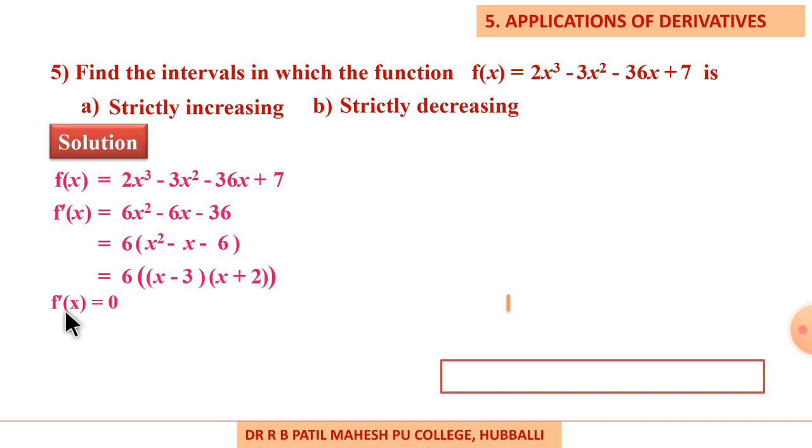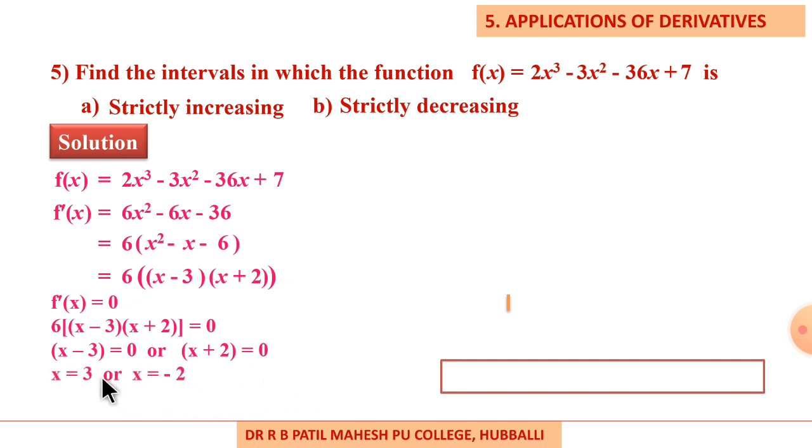Now here f dash of x equal to 0. So first you have to equate this f dash of x equal to 0, which means you have to find the critical points. So f dash of x equal to 0, then we'll get the first factor equal to 0 or the second factor equal to 0. Now here x equal to 3 or x equal to minus 2. So for these 2 points, we get f dash of x equal to 0.